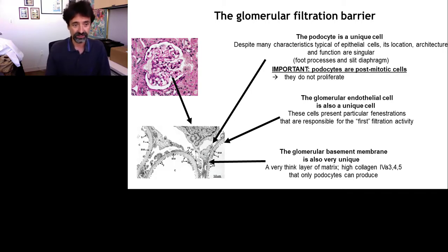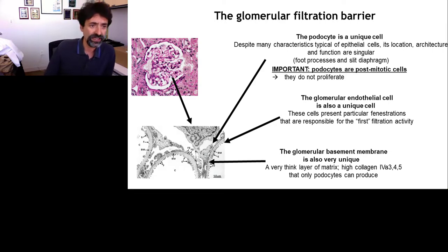Then on the other side, on the blood side of the glomerular filtration barrier, we have endothelial cells that are also unique because they present particular fenestrations that are responsible for the first filtration activity of the glomerular barrier. And between these two cells, we have the basement membrane, which is a very thin layer of matrix that is composed of different chains of collagen that only the podocytes can produce.